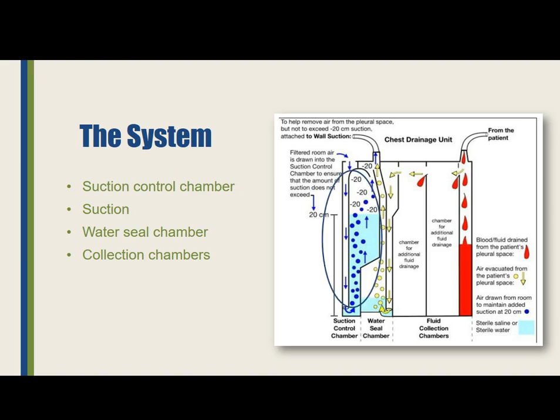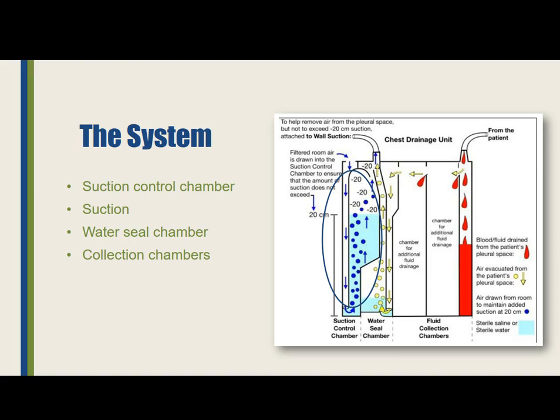The suction control chamber has sterile water or saline added to it by the nurse as the system is being set up. The amount of fluid added depends on the physician orders, but typically it is filled to the -20 centimeter line mark. This determines the amount of suction added to the pleural space to evacuate what is in there.